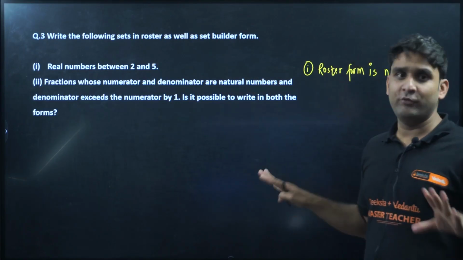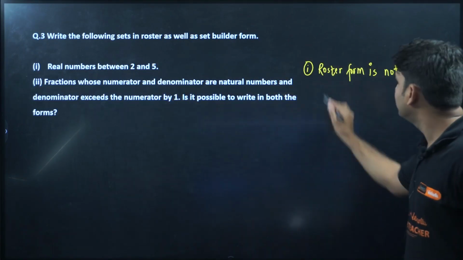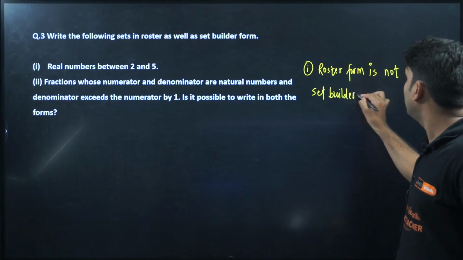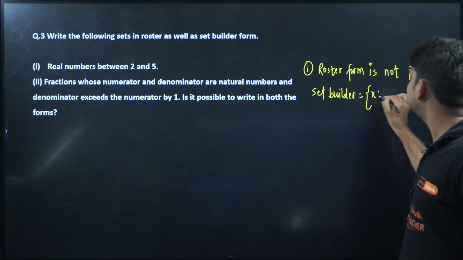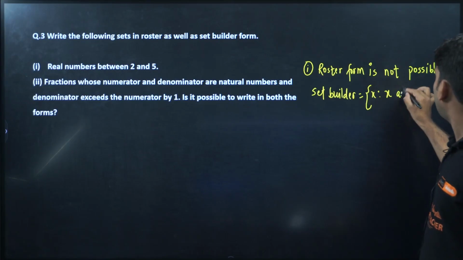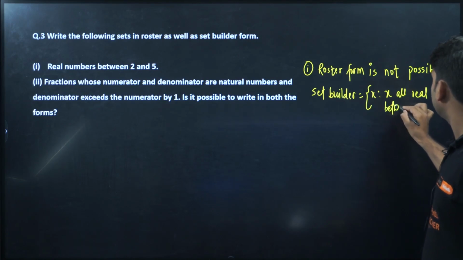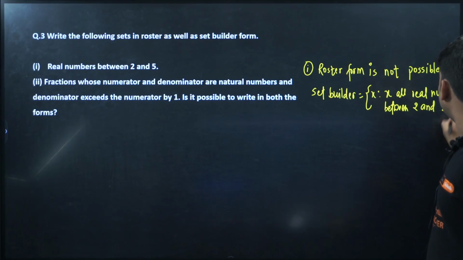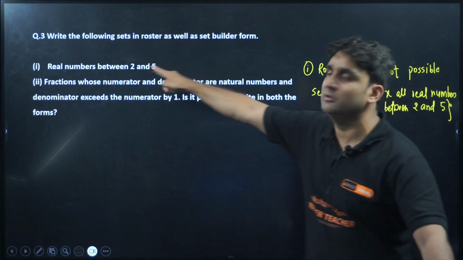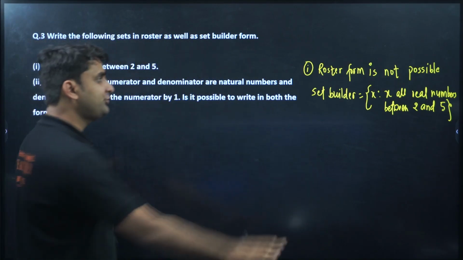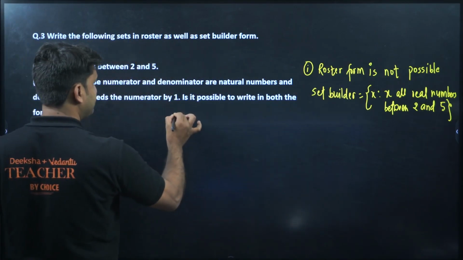But set builder form we can write. So the set builder form will be: {x such that x is a real number between 2 and 5}. Set builder form is possible for this, but roster form is not possible. Clear, everyone? Roster form is not possible for that. Second question. Okay.